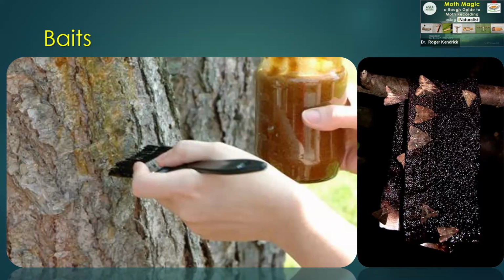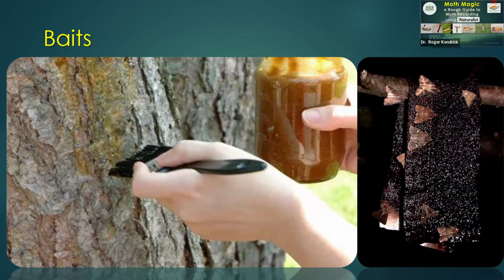Plaster the bait onto a tree trunk, a fence post, or drape a cloth into the solution and then put that over a branch. And you end up with lots of species quite often coming to the bait. This is particularly effective when you have, in the UK, for example, trees in flower in spring.